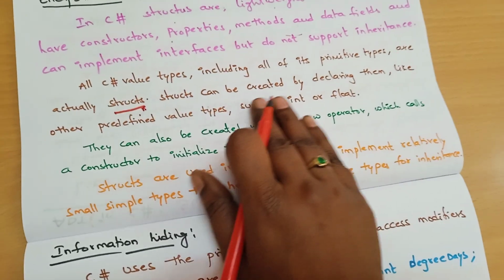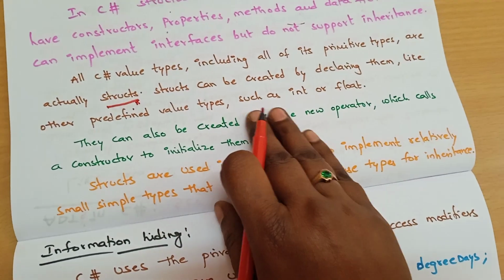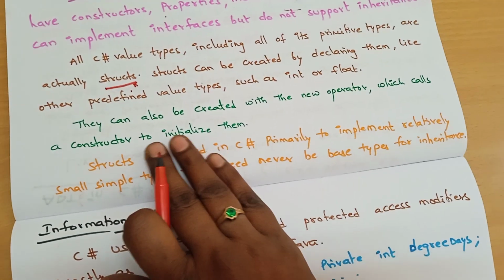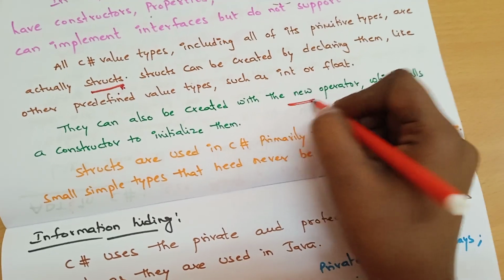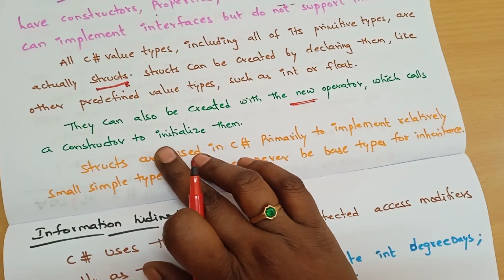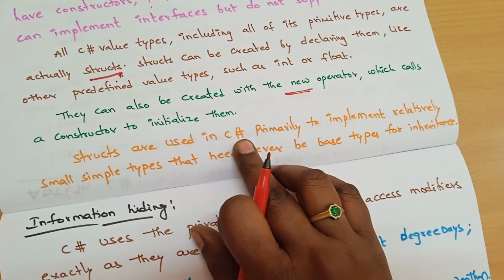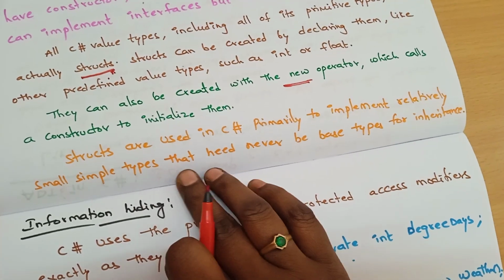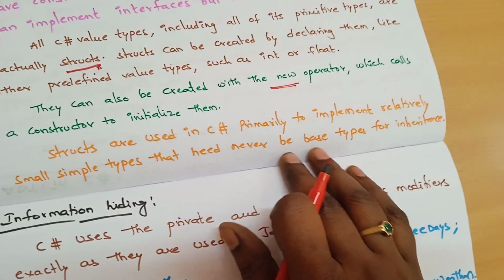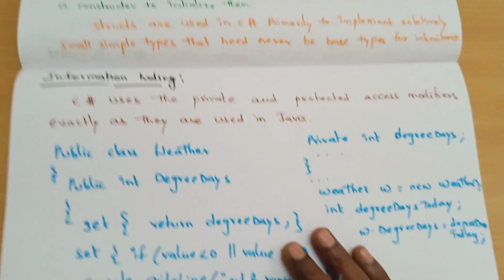Structs can be created by declaring them like other predefined value types such as integer or float. They can also be created with the new operator, which calls a constructor to initialize them. Structs are used in C sharp primarily to implement relatively small simple types that need never be base types for inheritance.